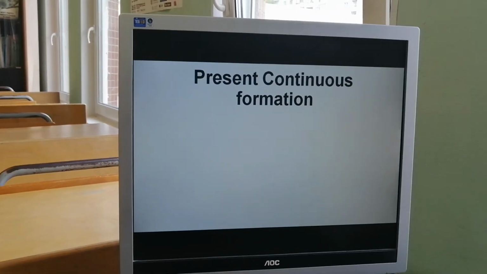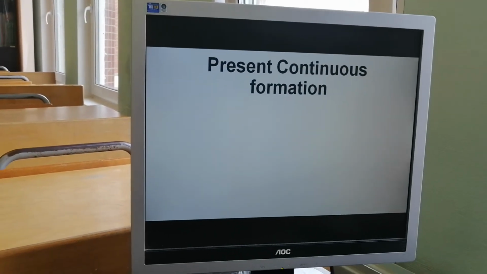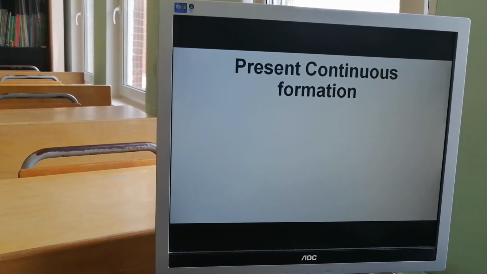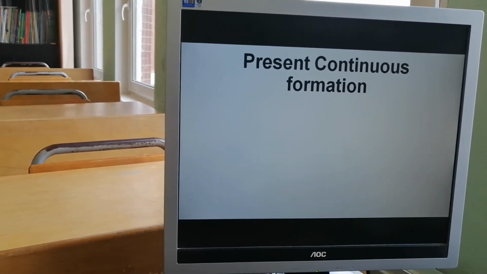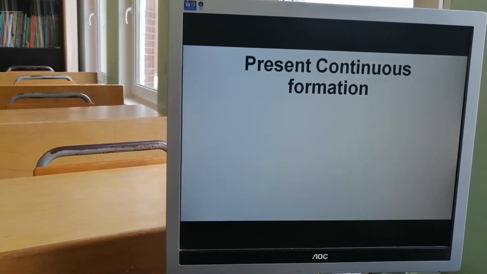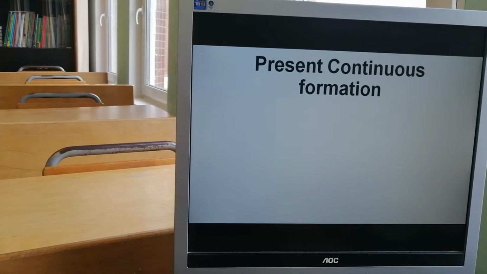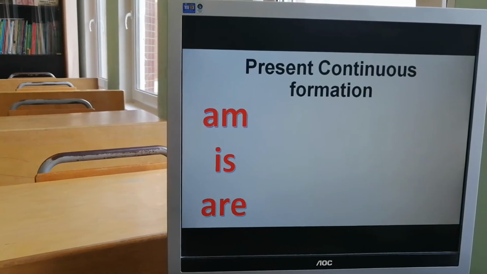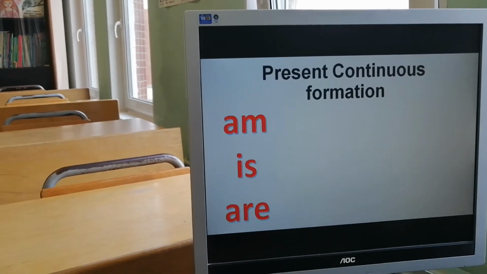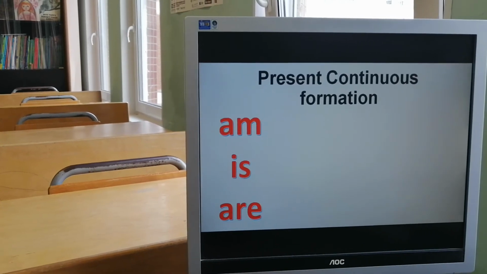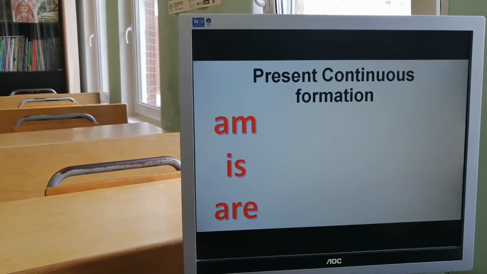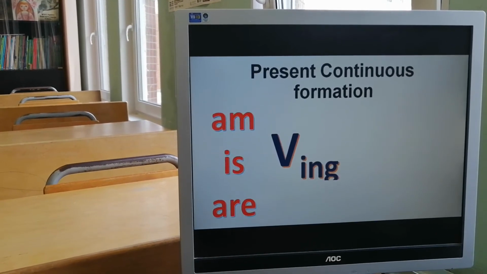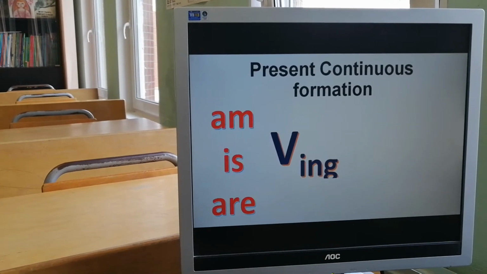Now, speaking of formation, what auxiliary verb do we use in present continuous? If you said to be, you're absolutely right. So in the present, the verb to be takes the form am, is, or are. And what's happening to the main verb when we form present continuous? Those of you who said we add the ing, congratulations, you're absolutely right.